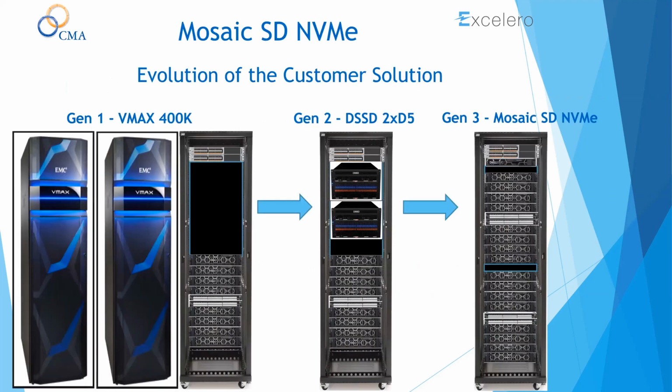How did we get here? We went through three major generations. One, which is a large storage array on the back end with the Oracle RAC cluster. The second generation was an original vendor that was more PCI-attached NVMe, called DSSD. And the third generation, which is where we are now with the Mosaic SD NVMe, which is NVMe over Fabric, leveraging the NVMesh and the Mellanox technology.